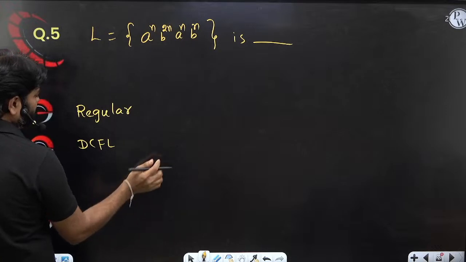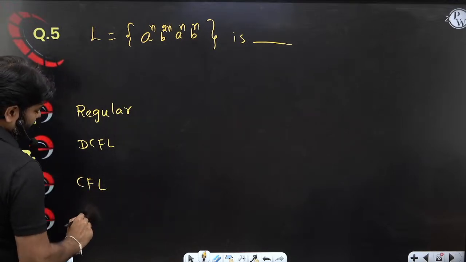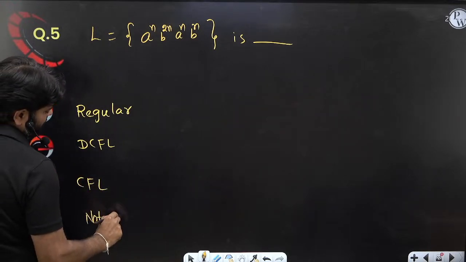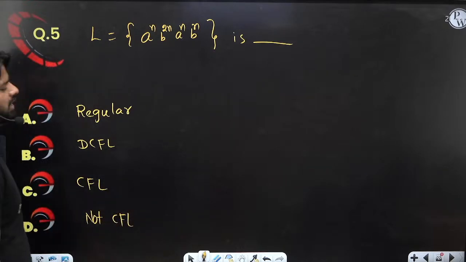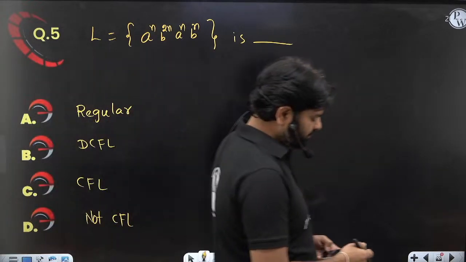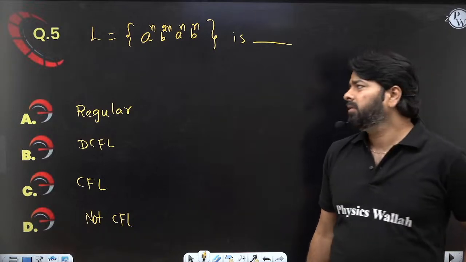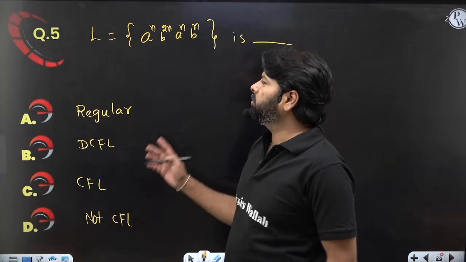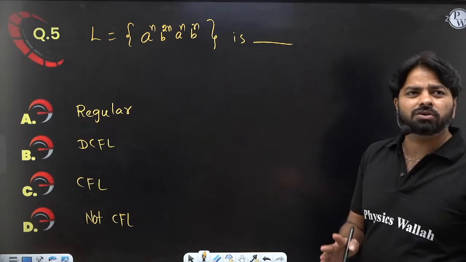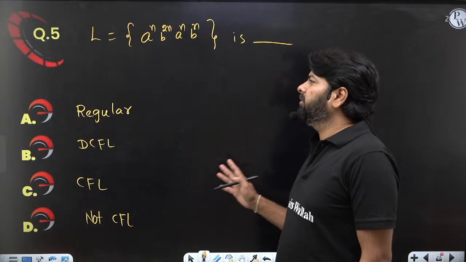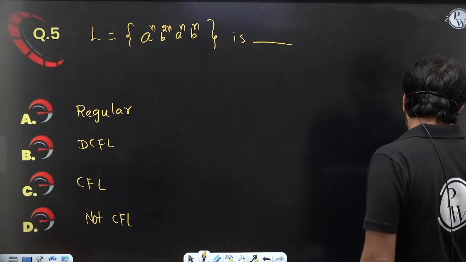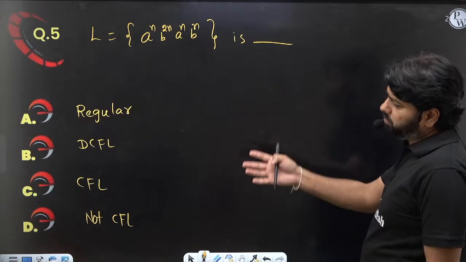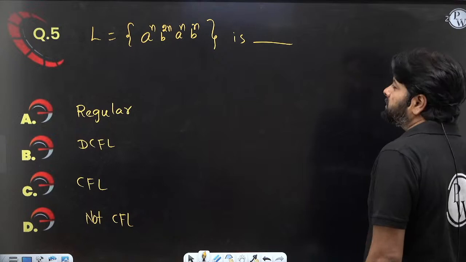I'll give you different options now: DCFL, CFL and not CFL. Try to choose the best answer which is possible. For this question you do not have a PDA at all. Yes, context sensitive language, which is correct. For this question it is the correct answer, but which option is right according to your statement?